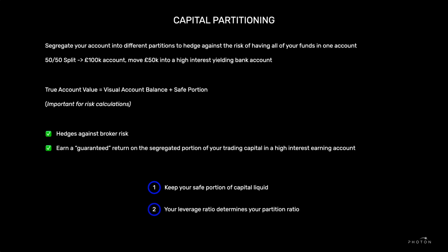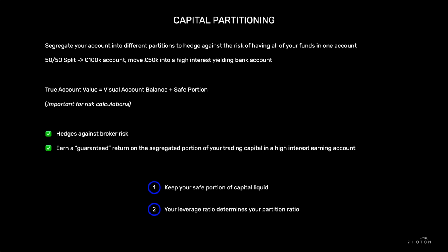Now, the second rule is that your leverage ratio determines your partition ratio. Because if you trade 100 to 1 leverage, then you only ever engage a very small amount of capital, and risking 2% per position is no problem. But if you only trade, say, 20 to 1 leverage, however, then you can start to run into some trouble when you're risking 2% across multiple positions simultaneously. And the lower your leverage, the lower the amount you'll be able to pull out to your safe portion in another account.